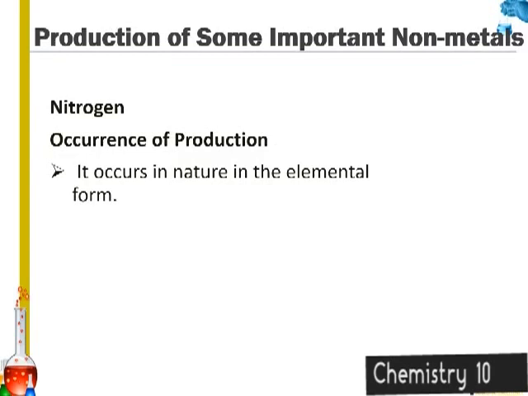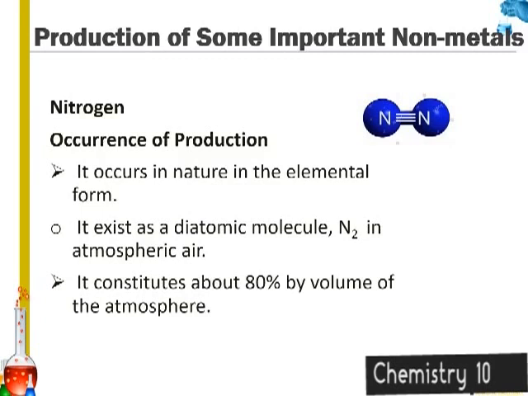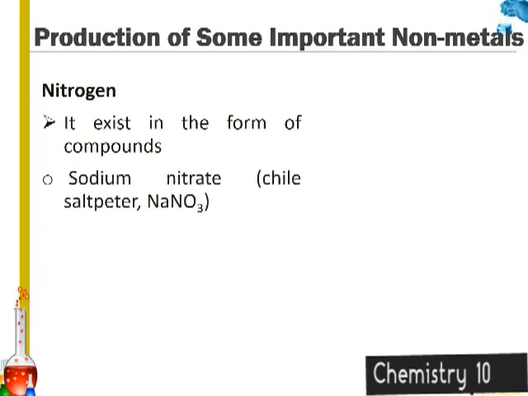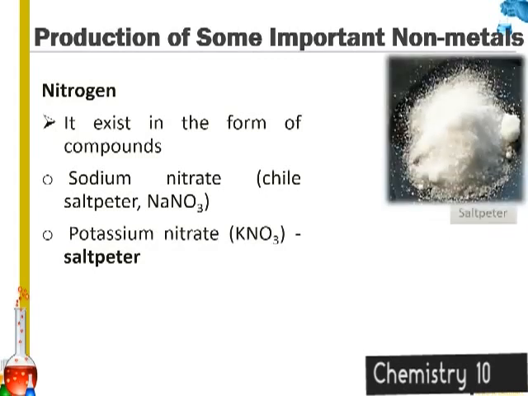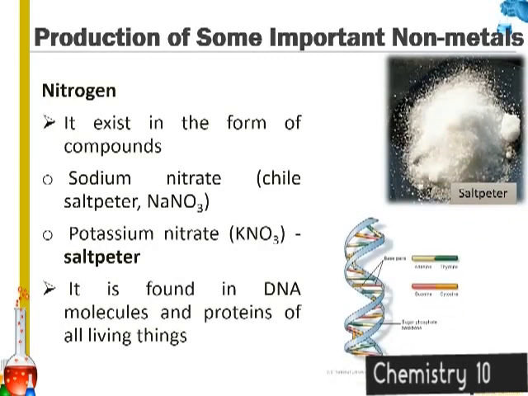Nitrogen occurs in nature in its elemental form as a diatomic molecule, N2. N2 exists in atmospheric air and constitutes about 80% by volume. In addition to its elemental form, nitrogen can also exist in the form of compounds, such as sodium nitrate, also known as Chile saltpeter, and potassium nitrate, which is known as just saltpeter. It is also found in DNA molecules and in the proteins of all living things.